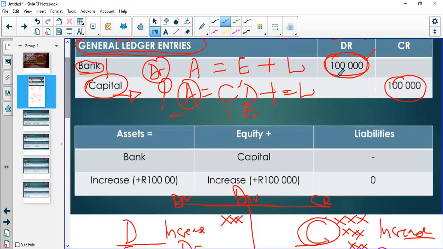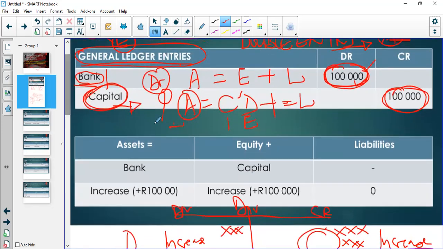All right, so we're going to debit bank in the general ledger. We open the general ledger, we go to the bank account. When the bank account opens, on the debit side, we enter 100,000. We then go to the capital account, and we enter 100,000. Later on, we're going to show you how this is done using journal entries, because a journal is the one that is used to post this to their respective accounts.